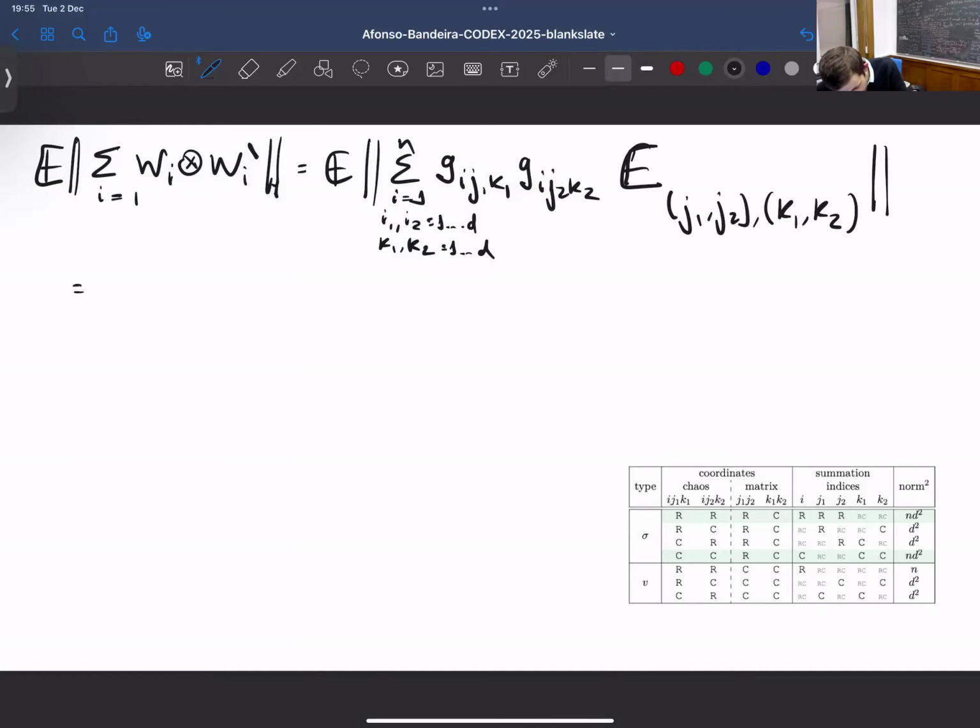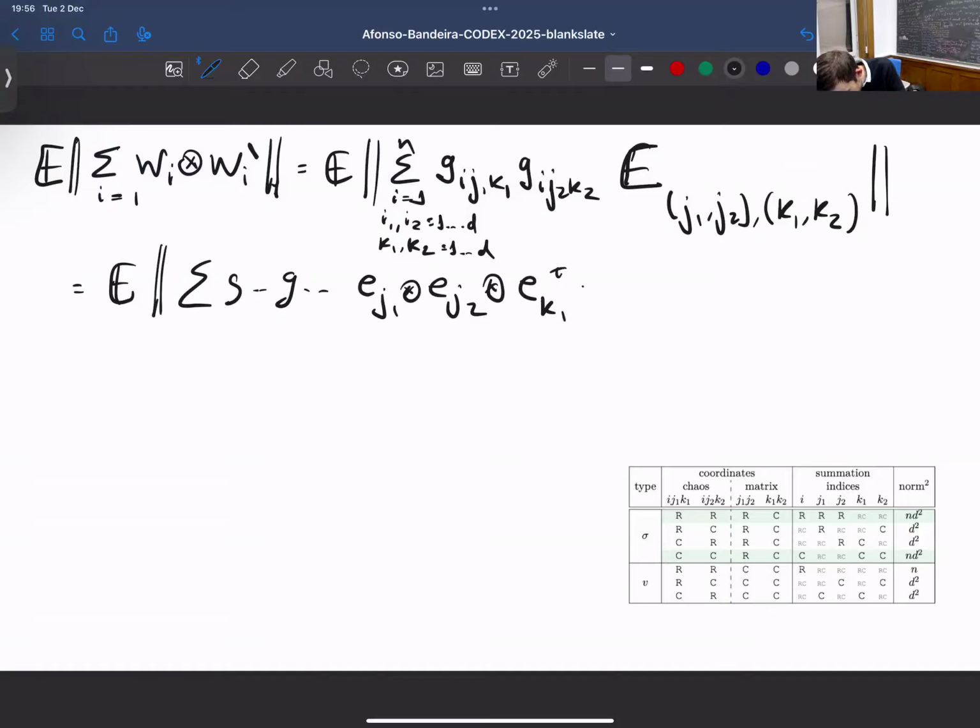So let's do another step. So sum, and I have the same sum of the G's. And now this E, I'm going to write it differently. I'm going to write it as canonical G1, tensor, canonical G2, tensor, canonical K1 transpose, tensor, canonical K2 transpose.